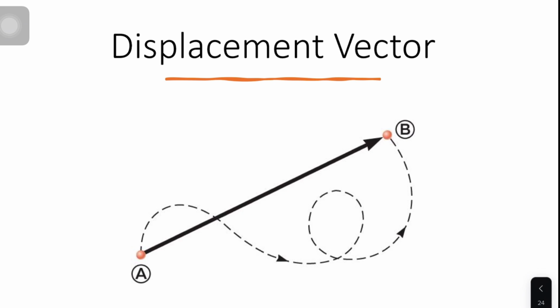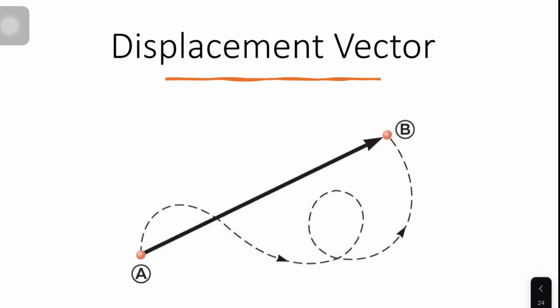For the displacement vector, I believe you still remember this one. Let's say we are talking about motion from point A to point B, we can have two paths. Let's say we have a straight line between point A and point B, and we have a dotted line here. This is another path taken to move from point A to point B.